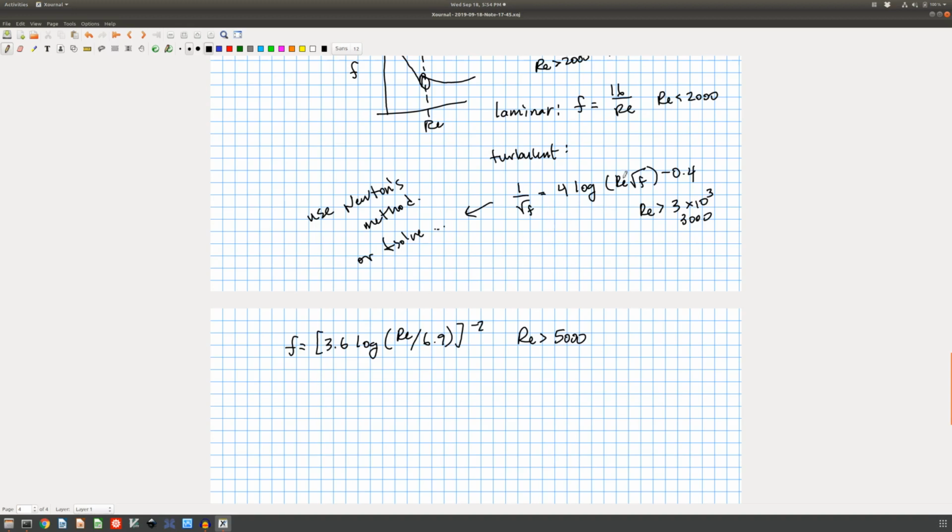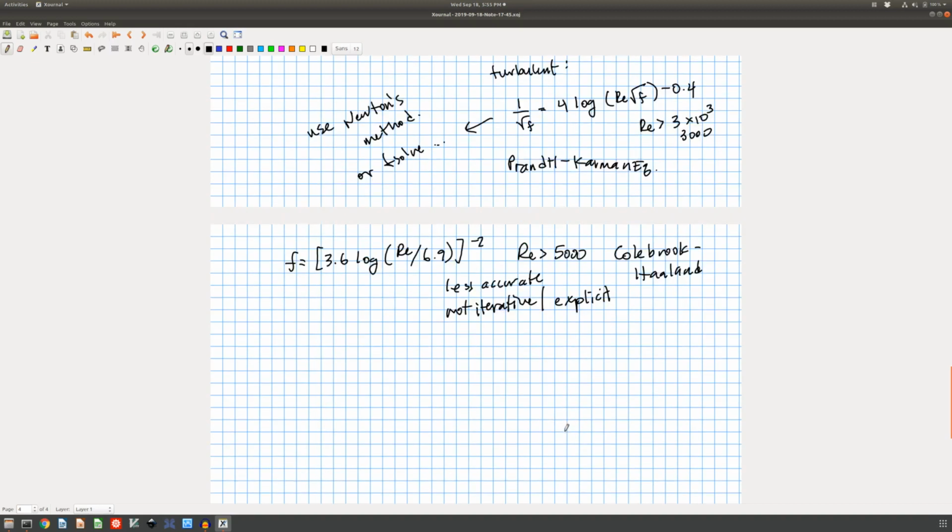So it turns out, by the way, I forgot to mention, these have names. This one is called the Prandtl-Karman equation. And this one is called the Colebrook-Holland equation. So the Colebrook-Holland equation, less accurate, but not iterative. Or it's explicit.